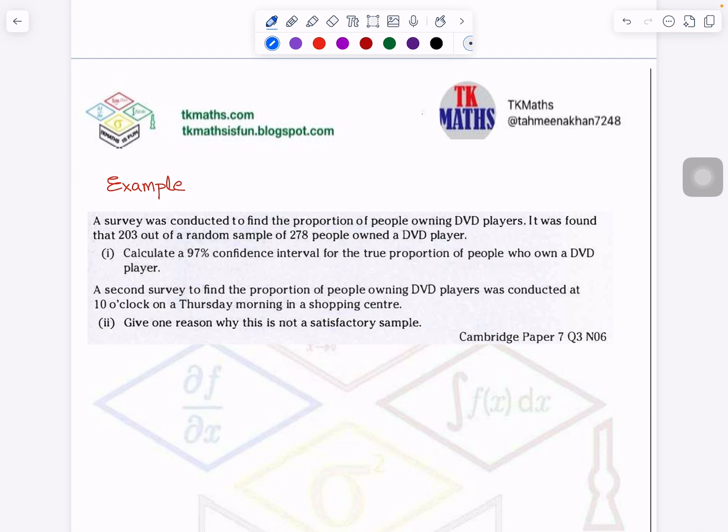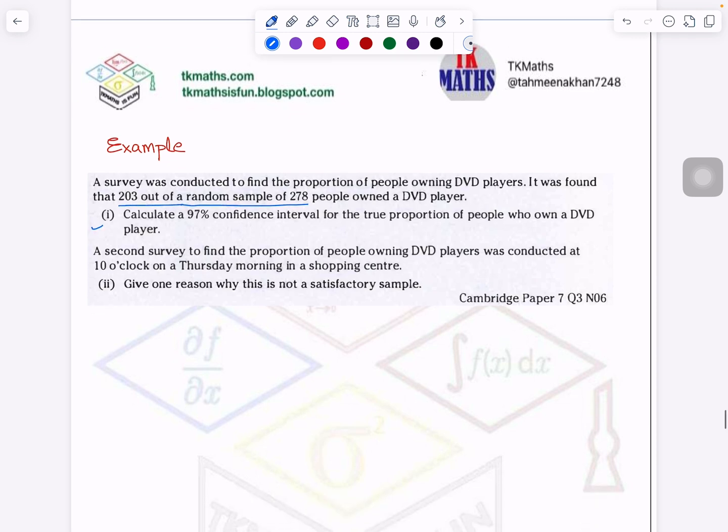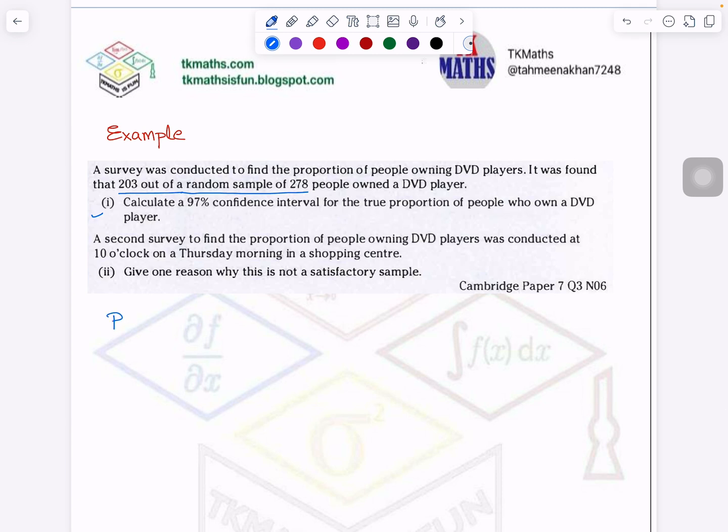A survey was conducted to find the proportion of people owning DVD players. It was found that 203 out of a random sample of 278 people own a DVD player. First part, calculate a 97% confidence interval. So what is the PS given to you here? The sample proportion of success is 203 divided by 278.